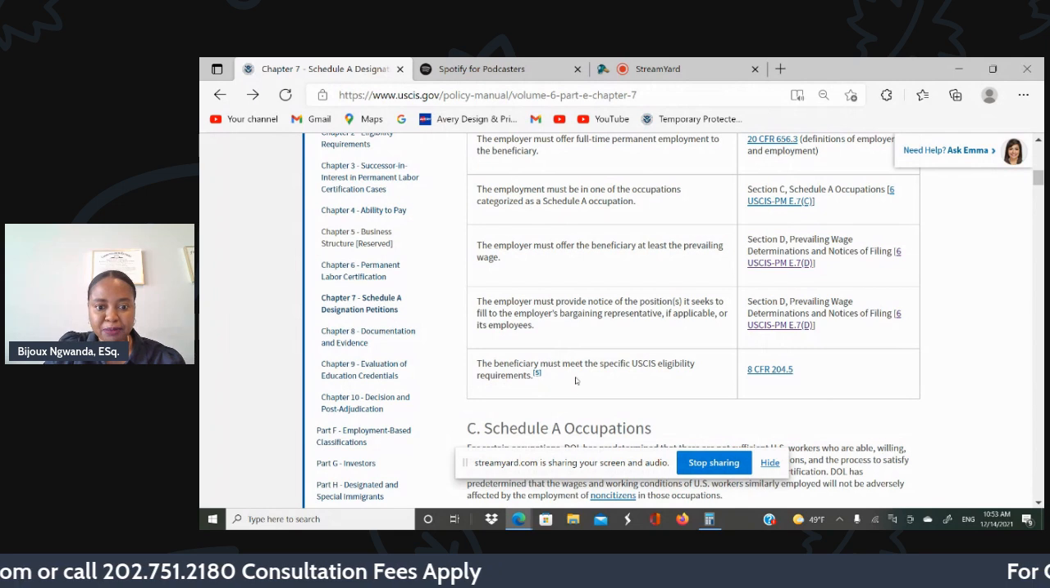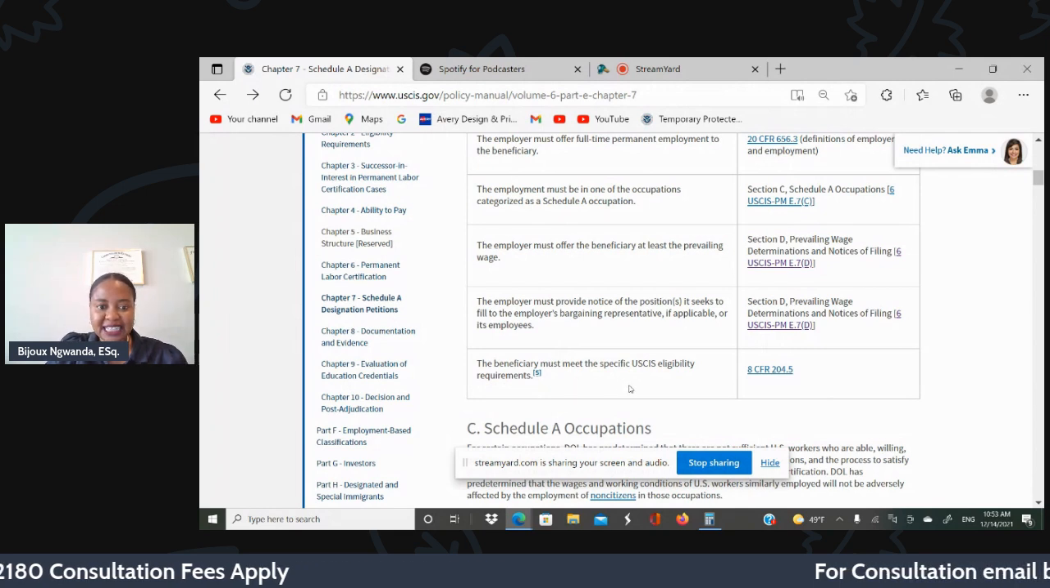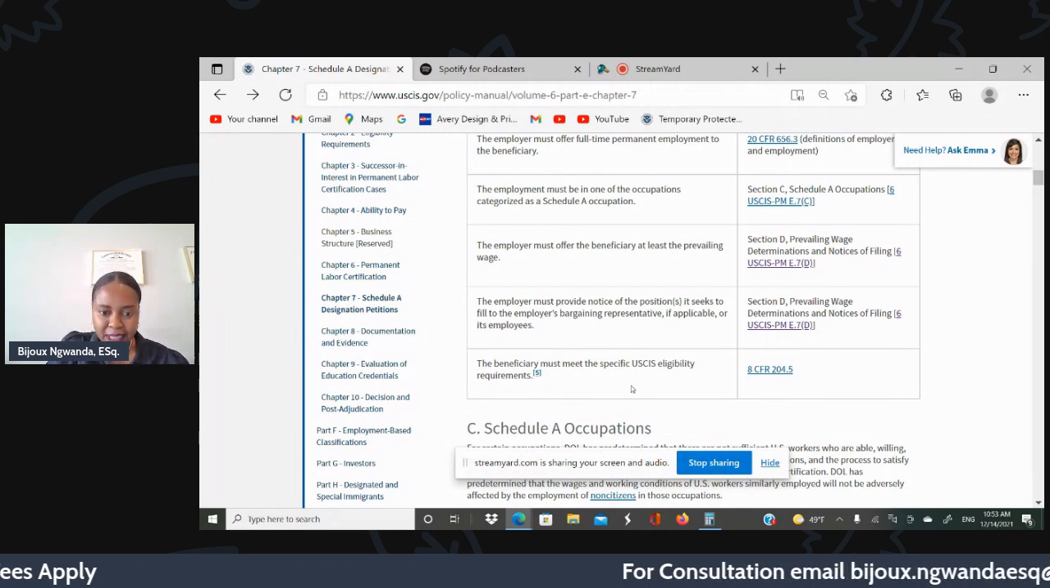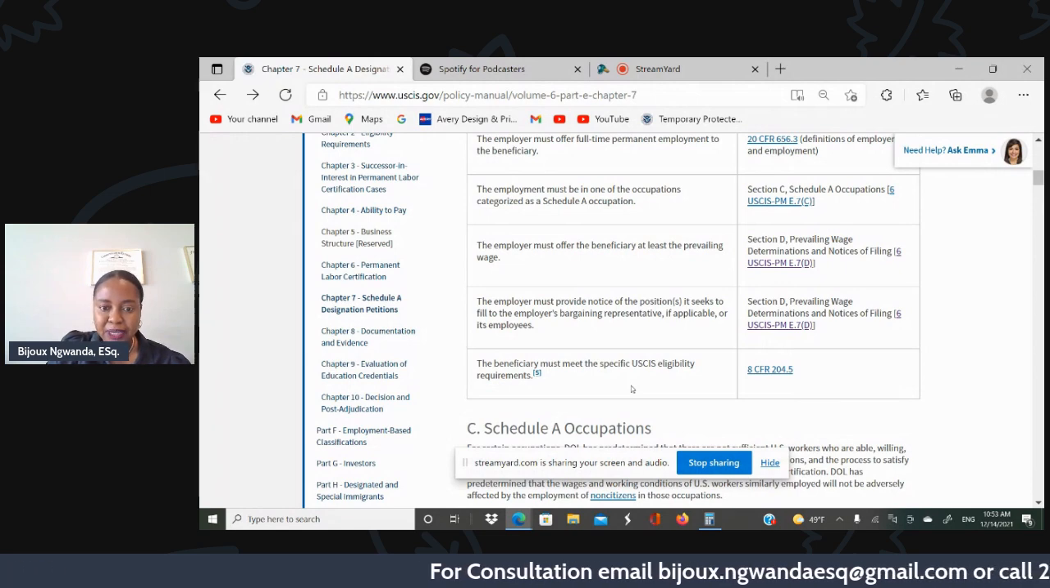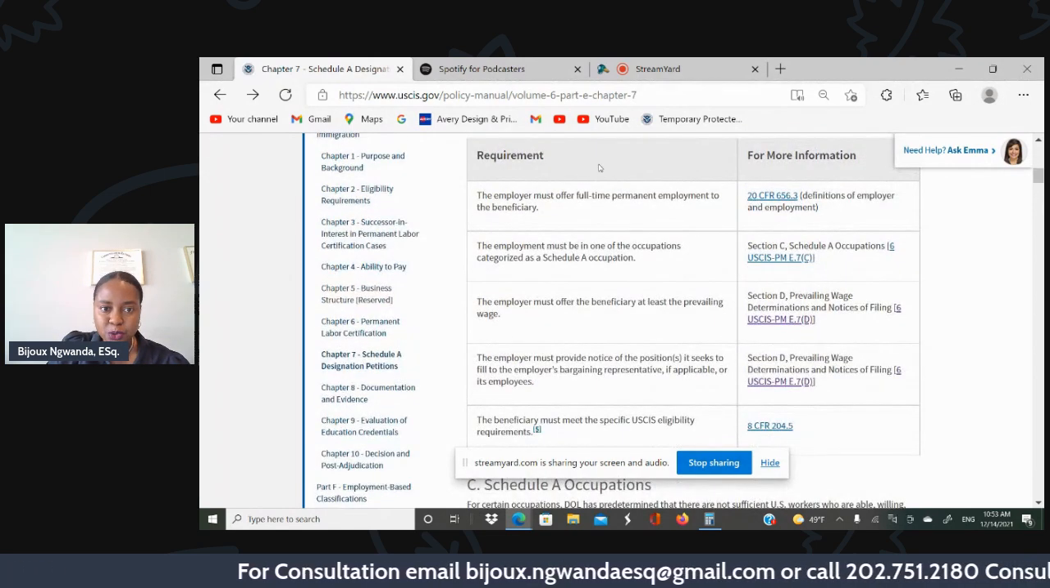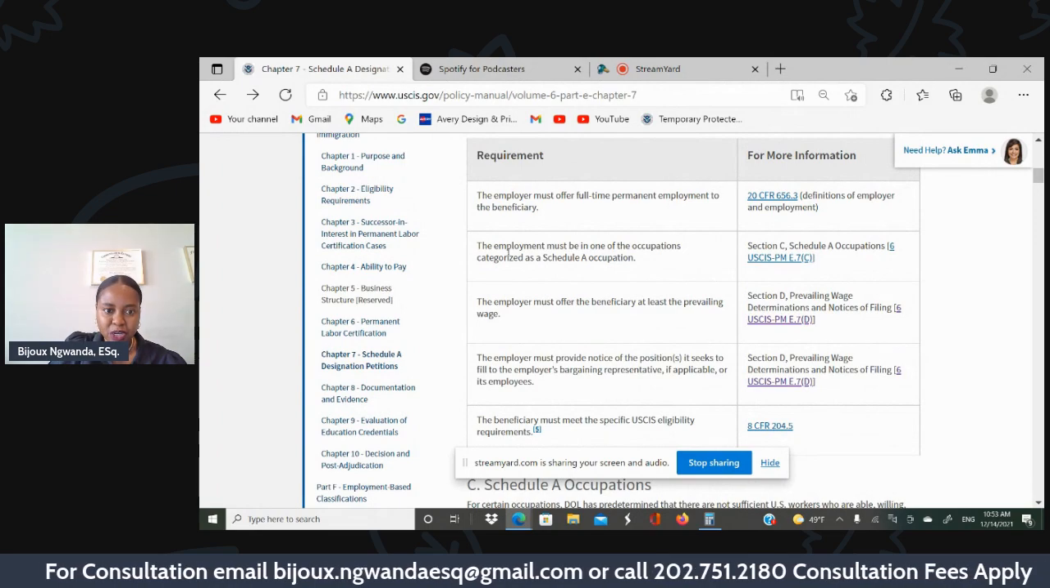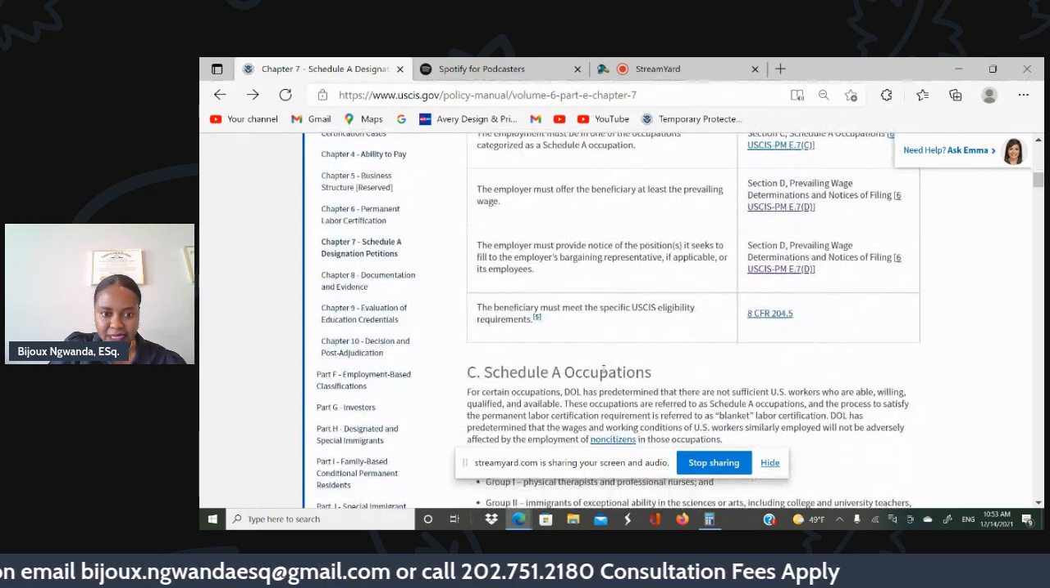And then the beneficiary must meet the specific USCIS eligibility requirements. Okay, it's just not going to happen overnight. You still have to meet all those 1, 2, 3, 4, 5 requirements.